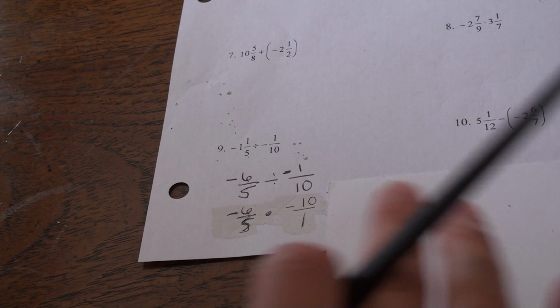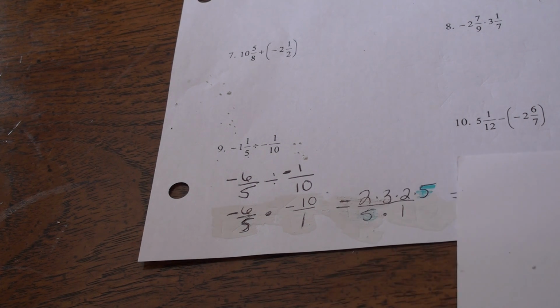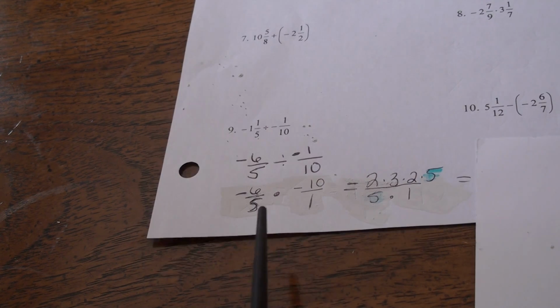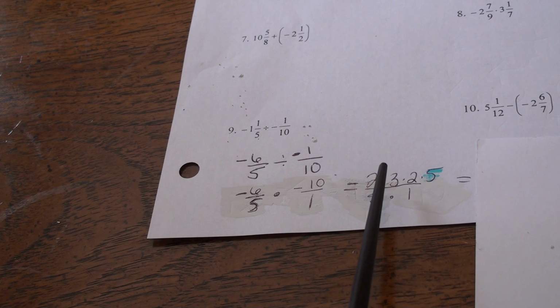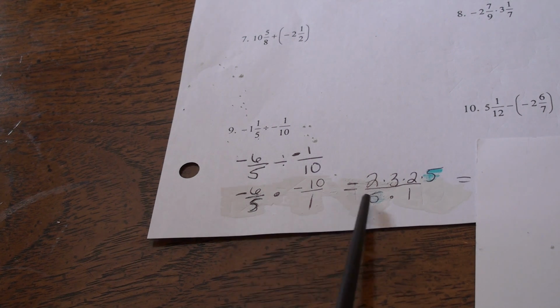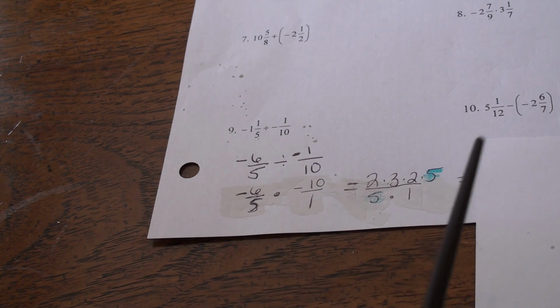So now I'm going to write these as prime factors. So 6 is 2 and 3. They're both negatives, which means that I'm going to have a positive answer. And 10 is 2 and 5. 5 is a prime number and 1 is a prime number.